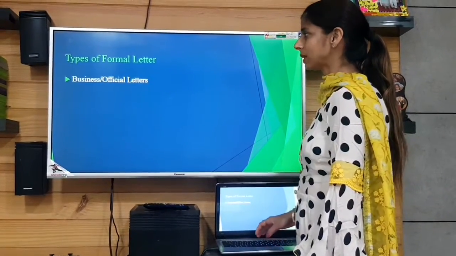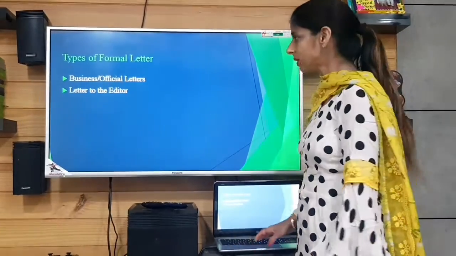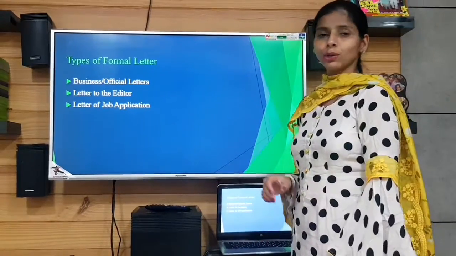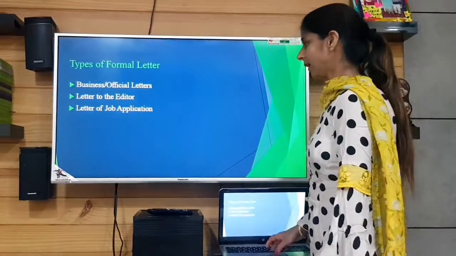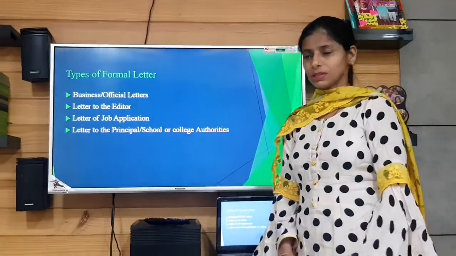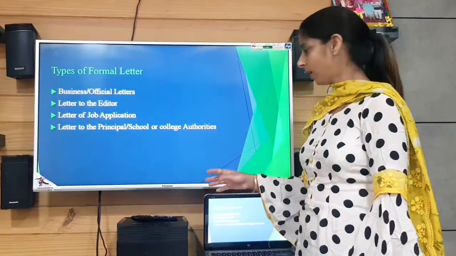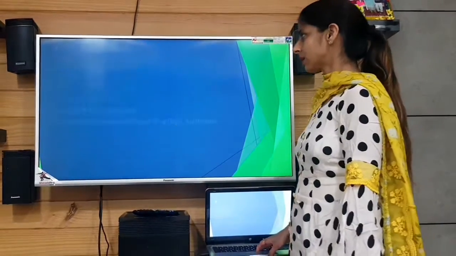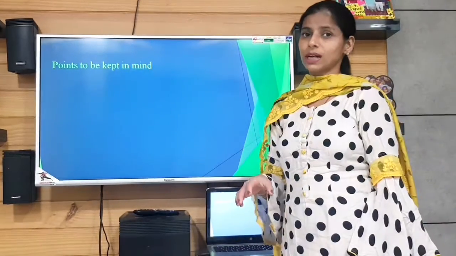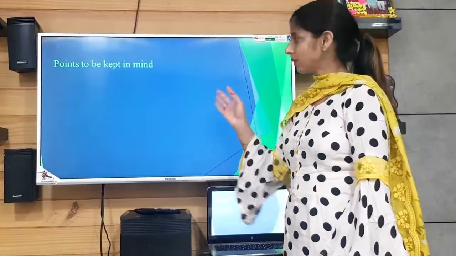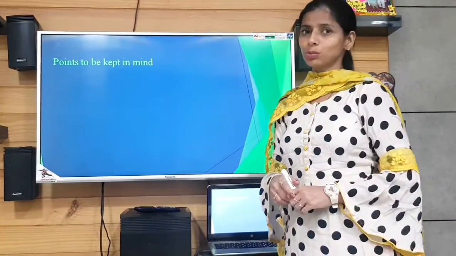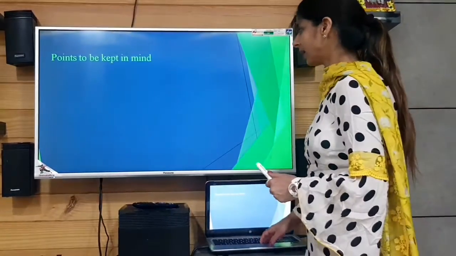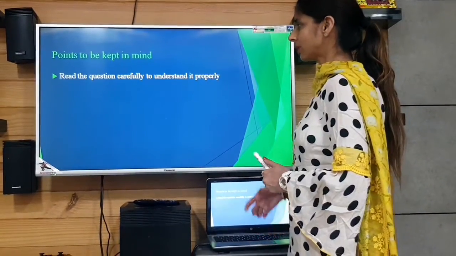The first one is business or official letters, the second one is letter to the editor, the third one is letter of job application, right? And the fourth one is letter to the principal of school or college or authorities, right? So these would be the main 4 categories. And before starting, I need to give some points so that you keep them in your mind and draft a beautiful letter, right? So these are the points, kindly focus on these.